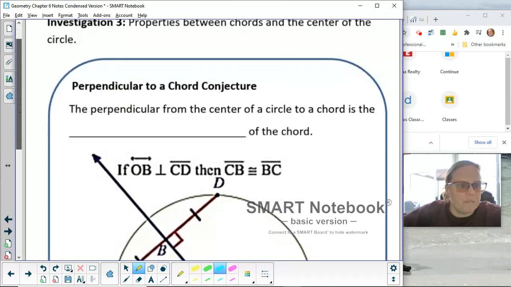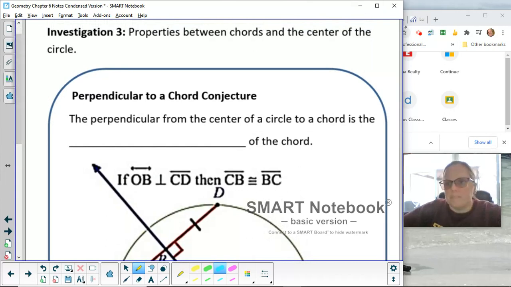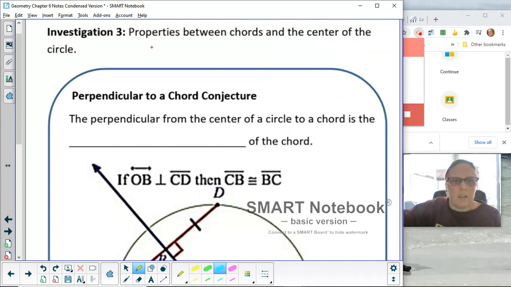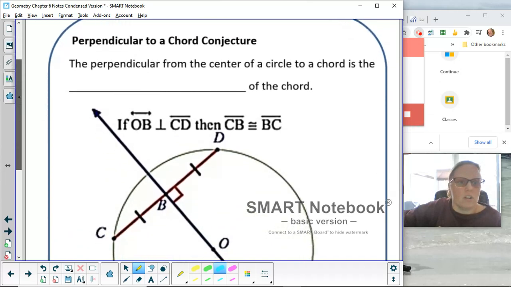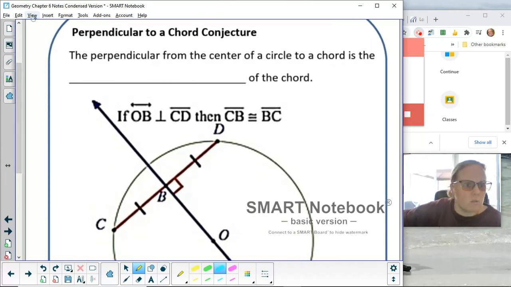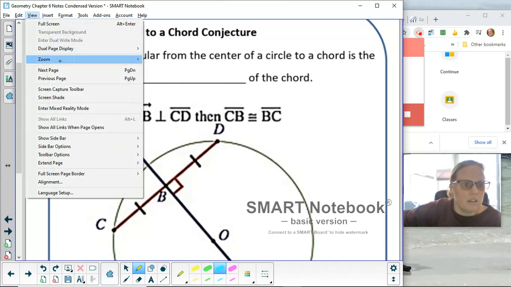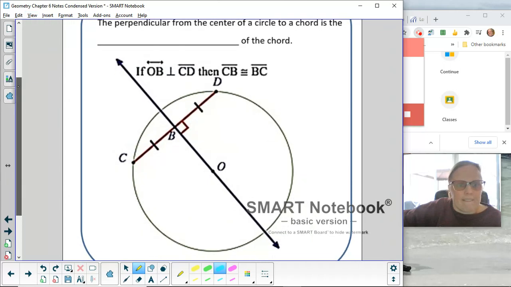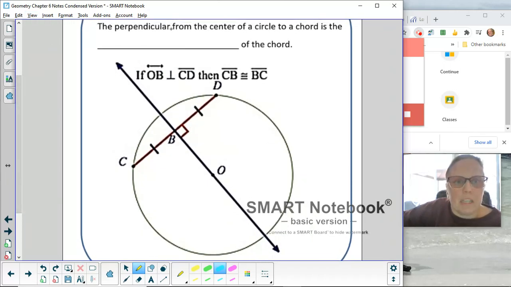Investigation number 3. All right, properties between chords and the center of the circle. So looking at this conjecture, perpendicular to a chord. Let me zoom out a little bit here. So it says the perpendicular, which is the 90 degrees, from the center of a circle to a chord is the blank of the chord.